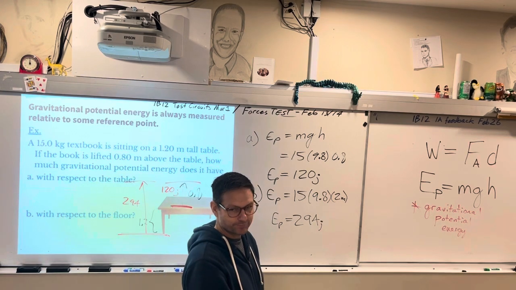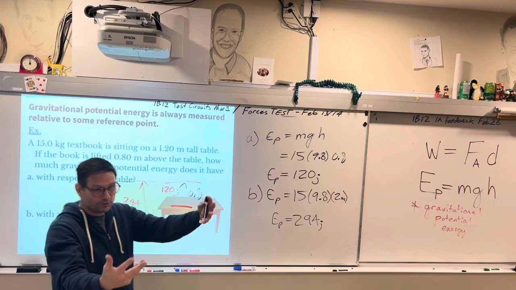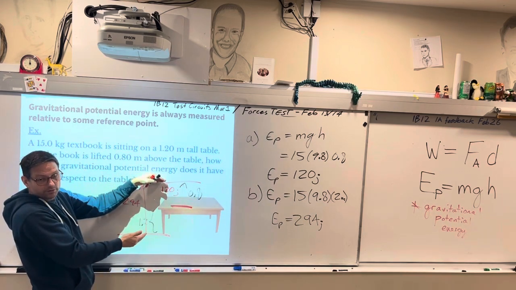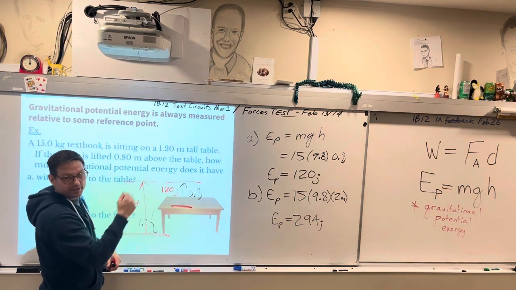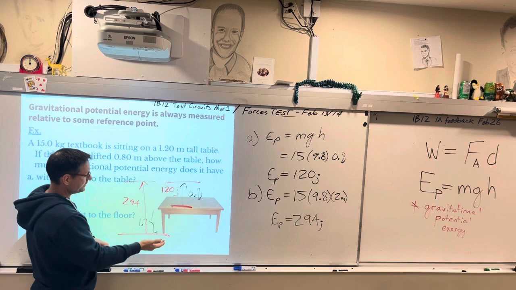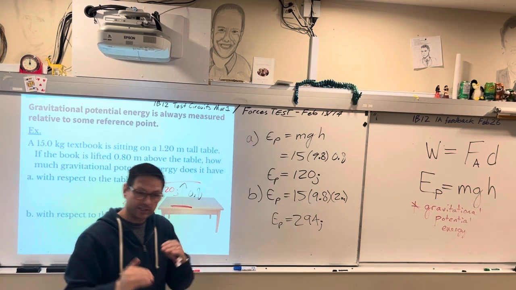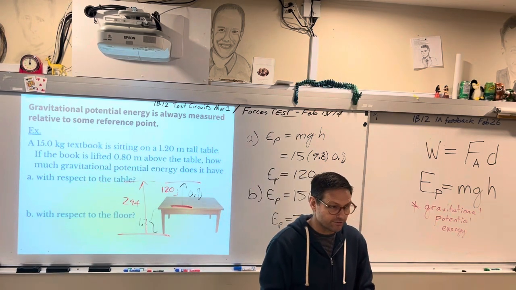Because you want to decide, you can decide where you want to find the energy relative to. So if you want to know the energy relative to the table, you make the table 0. If you want to find the energy relative to the floor, you make the floor 0. And you can change where 0 is depending on the problem that you want to solve.